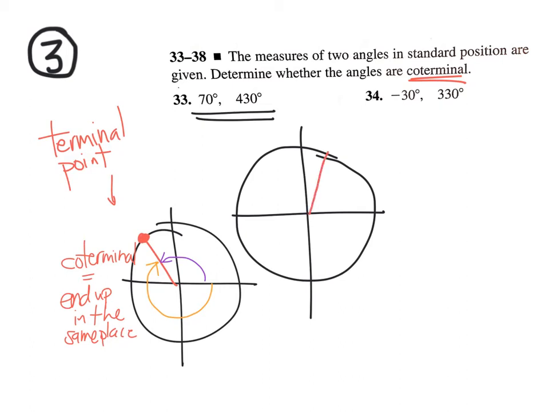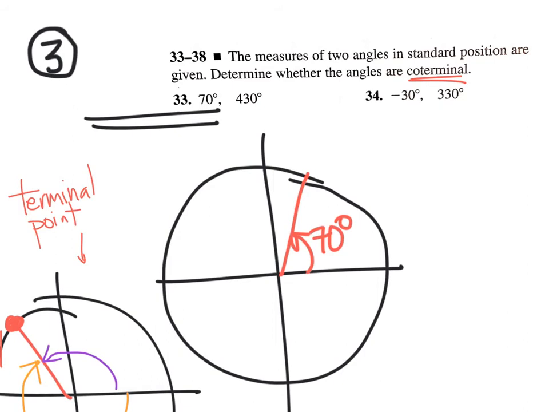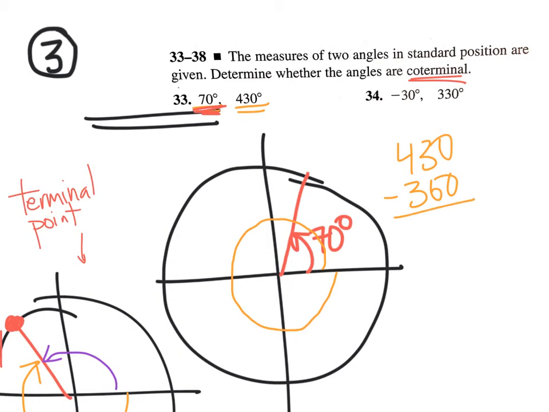So this is about 70 degrees. I might try to zoom in a little more. And then if we're talking about 430 degrees, let's color code. 70 and 430. So if we're talking about 430, this angle would go 90, 180, 270, 360, and then how much more? So 430 degrees, and if we take away 360, we're left with 70 more degrees. So this is going to go 70 more degrees like that and end up in the same spot.